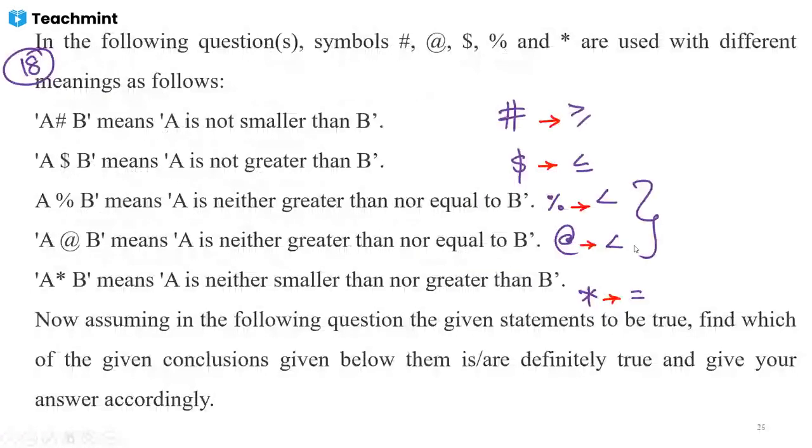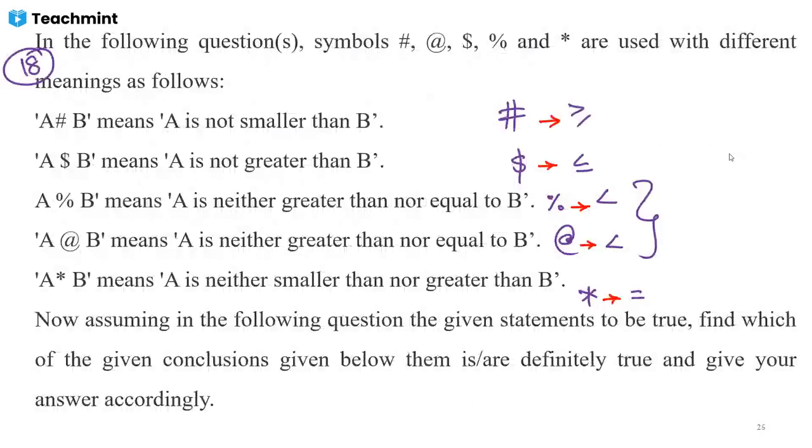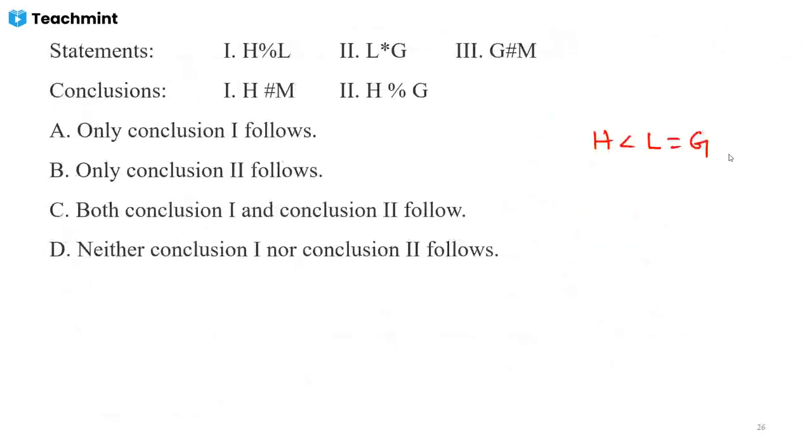Now percentage means less than: H less than L. Star means equal: L equal to G. Hash means either greater than or equal to: G is either greater than or equal to M. So guys, you decide the answer, which is correct, which is wrong. Is it both correct?